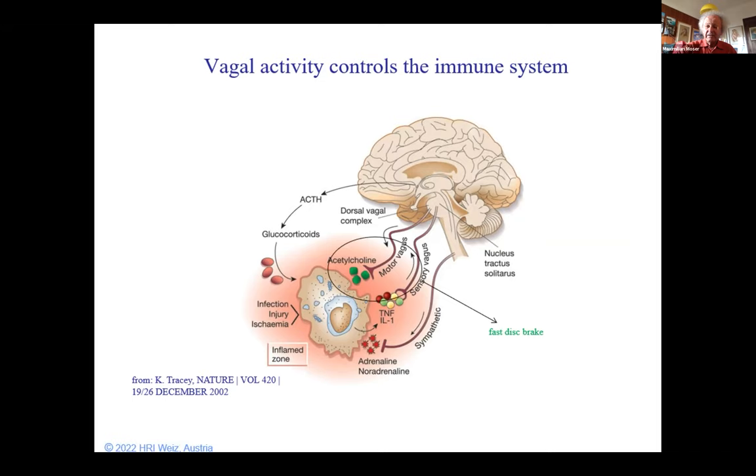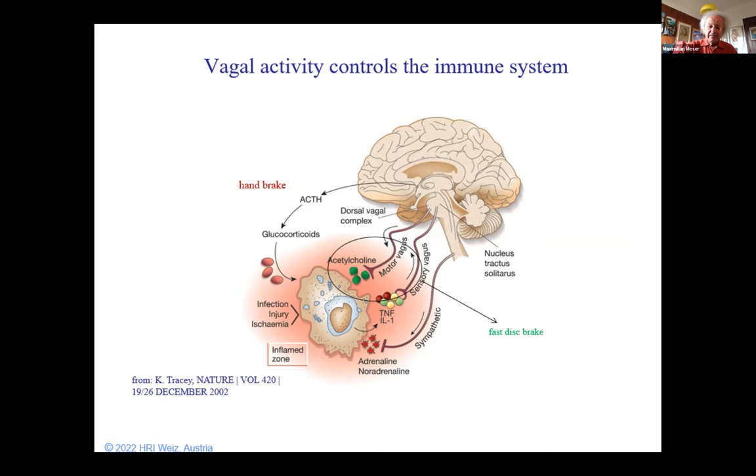And this overreaction can be stopped by activating the autonomic nervous system. There are some recent studies which have shown that even electric stimulation of the vagal system will stop the bad effects of COVID-19, which are brought about by the immune system itself. The immune system overreacts to this virus.